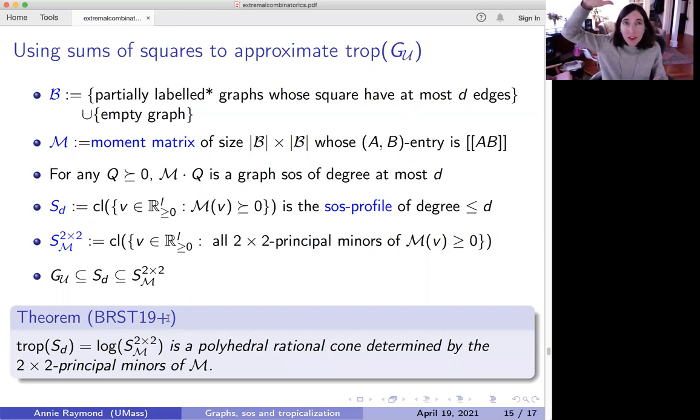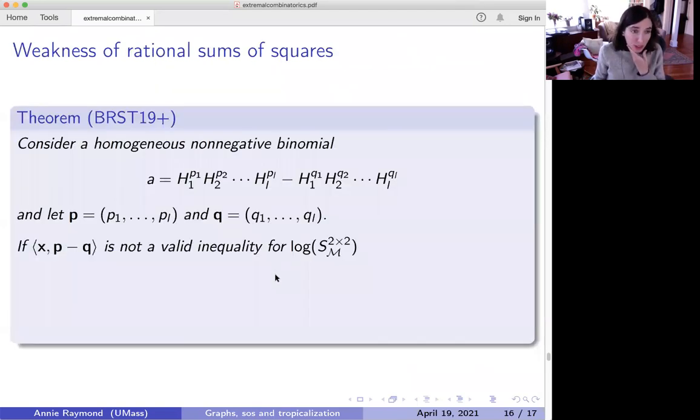Whereas for the graph profile, sure, I simplified, I got a cone once I tropicalized it, but I didn't know anything about that cone, right? I mean, I knew it was closed and convex, but not more than that. I didn't know how to fully describe it in general. Whereas here, for the tropicalization of the sums of squares profile, I know exactly what it is. And so this allows us to show that certain polynomials cannot be written as rational sums of squares.